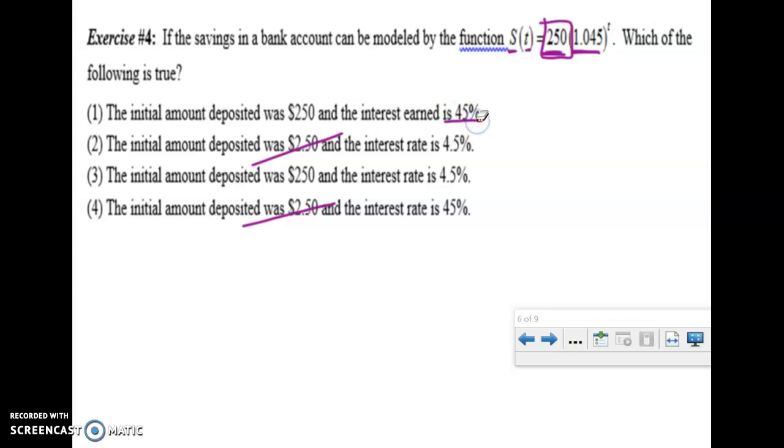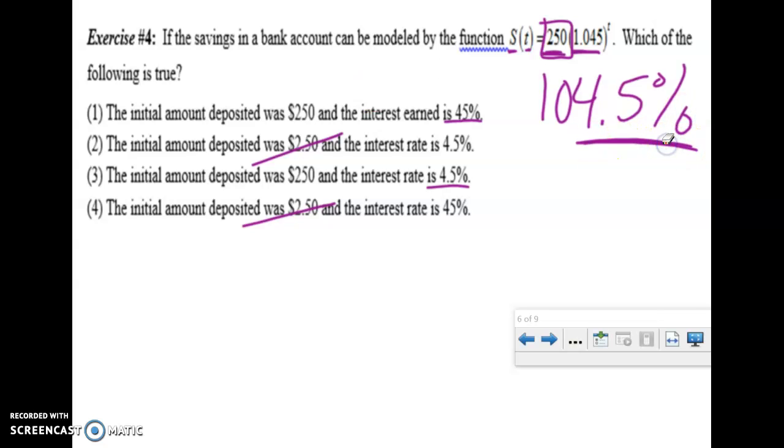This one is a 45% increase. This one is a 4.5. Well, if you move that decimal twice, you're talking about 104.5%. Where we want to focus is on the back side of this, the number bigger than 100. It's 4.5% bigger than 100. 104.5%, right? So we want to go with choice number 3 because of this increase in interest.